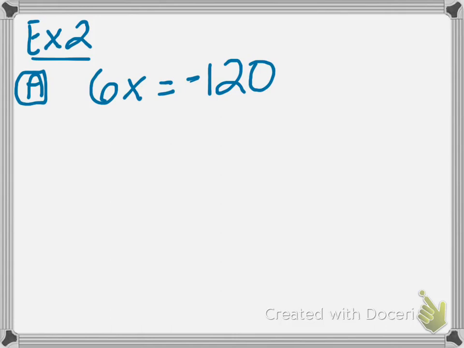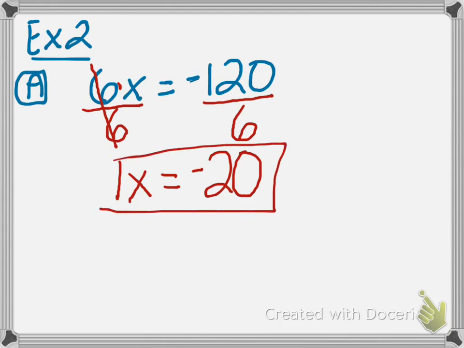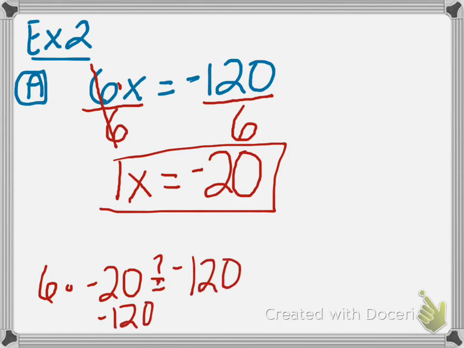Example 2 now. This is 6x, or 6 times x equals negative 120. What is the inverse of multiplication? The inverse of multiplication is division. So I'm going to divide by 6. 6 divided by 6 is 1. So I'm left with 1x equals negative 120 divided by 6, which is negative 20. So 1x equals negative 20. I can check my work. 6 times negative 20. Does that equal negative 120? Yes, it does. So I am good to go.